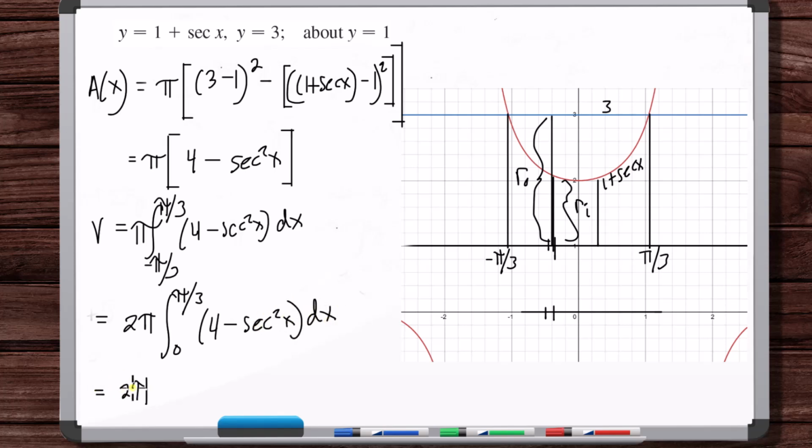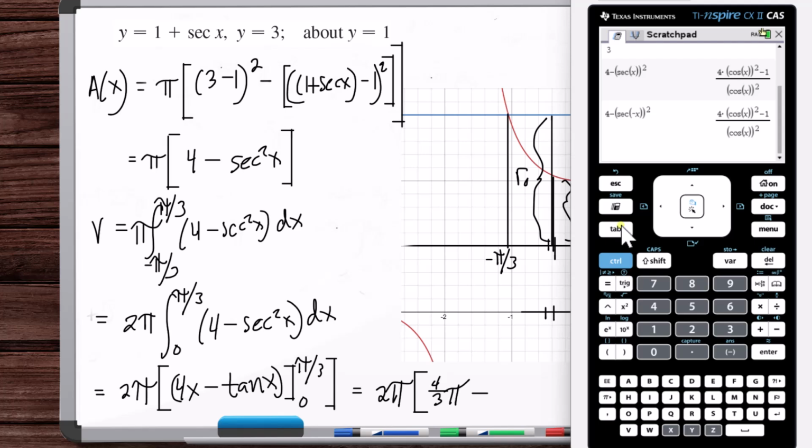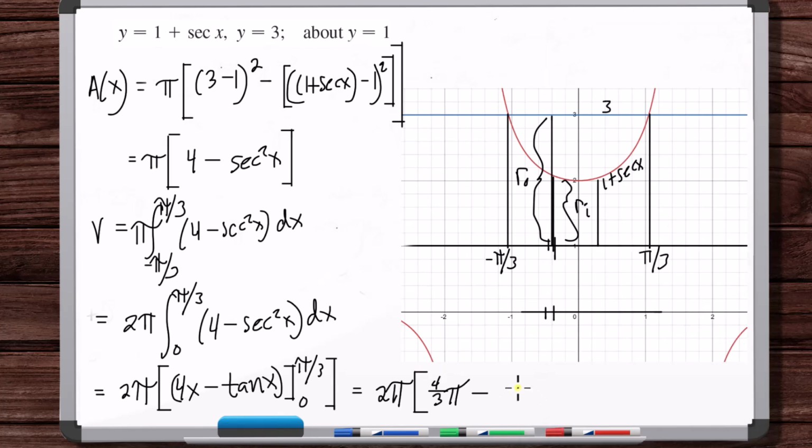Okay, so now evaluating this, we've got 4/3 pi minus tangent of pi over 3. And that's the volume.